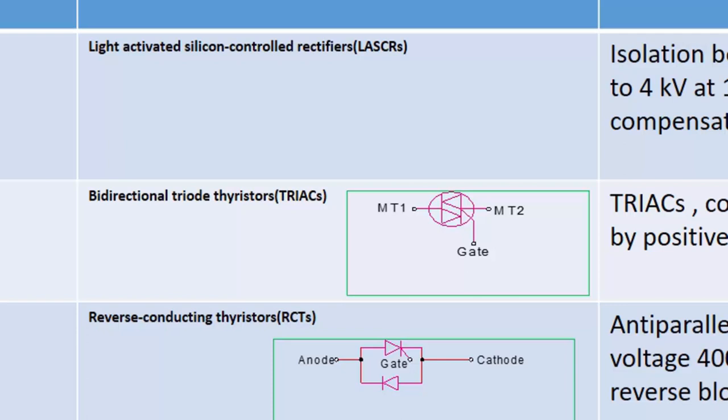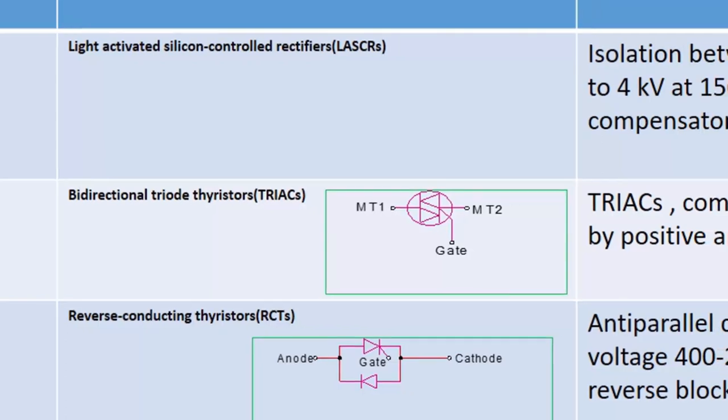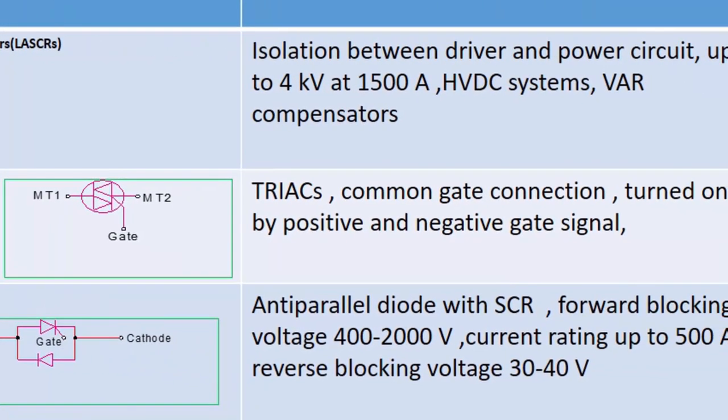So across this common gate terminal, positive supply and negative supply is given to turn on the TRIAC. For bidirectional current flow, this positive and negative supply of the gate is given to turn on this TRIAC. This is also known as a thyristor, which can be used for AC, or a triode, which can be used for AC. That's why the naming is TRIAC.